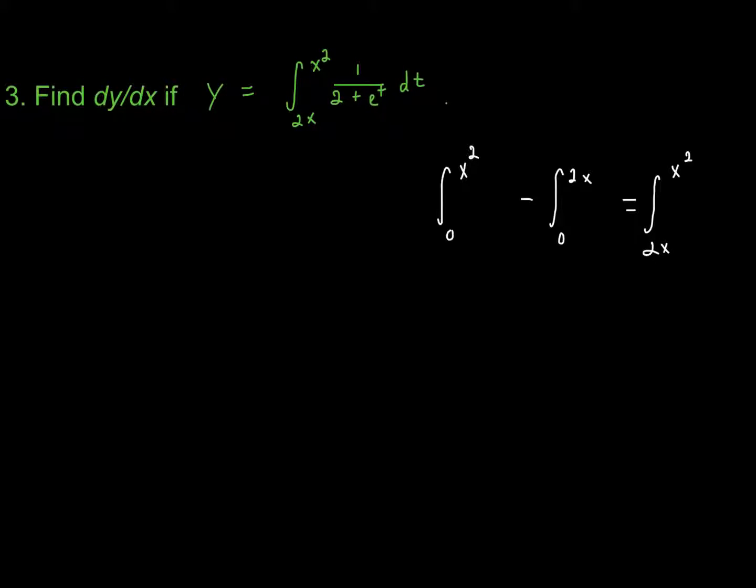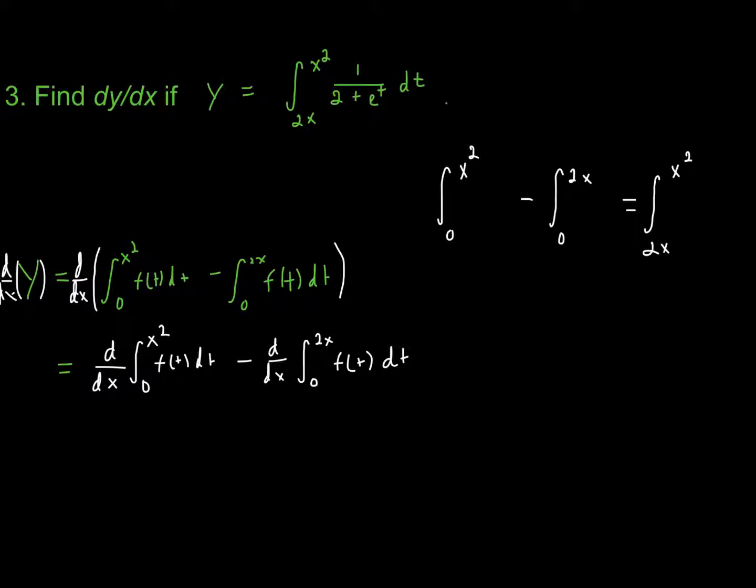So let's go ahead and do that. So that's what I've done right here. I've rewritten my function y in terms of the difference between these two definite integrals. And then I'm taking the derivative of both sides with respect to x. So this will give me dy dx. And I can take the derivative of each of these separately, since the derivative of a difference is the difference of the derivatives. And now I can just apply the fundamental theorem of calculus to both of these, being careful to notice that this is an x squared, so a function of x, and this is 2x, which is also a function of x.